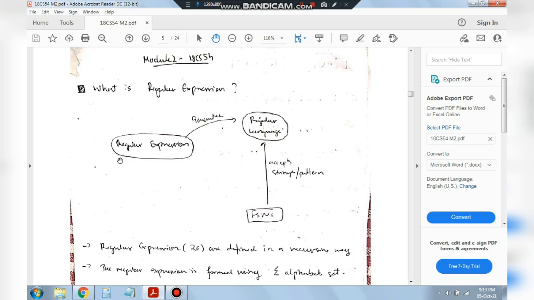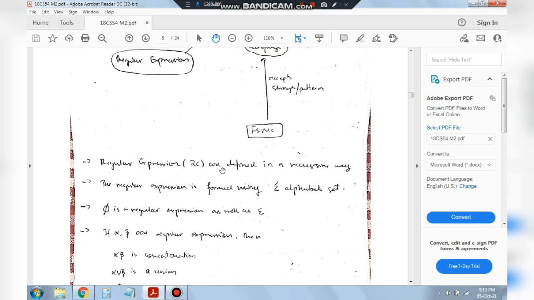Before that, the regular expression generates a regular language. If you have an expression, we can generate a language. And finite state machines accept strings and patterns which are a part of a regular language. Regular expressions are defined in a recursive way, which we'll look at in the upcoming topics. Regular expressions are formed using the alphabet set, as we have discussed in the previous module, that by using alphabet sets we can form an expression which is known as a regular expression.